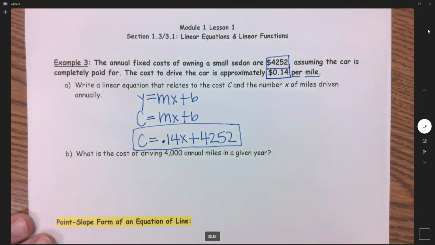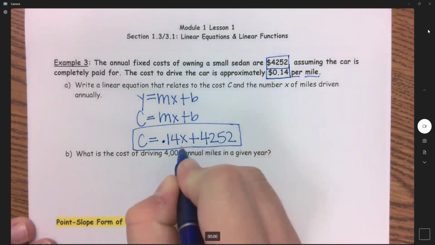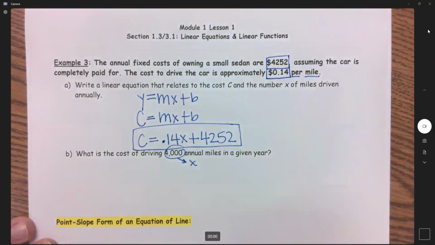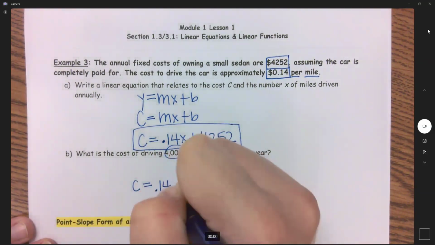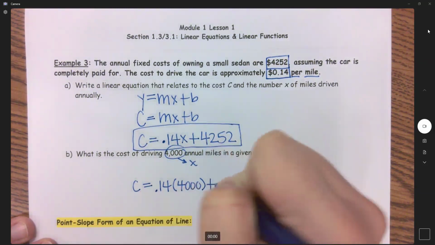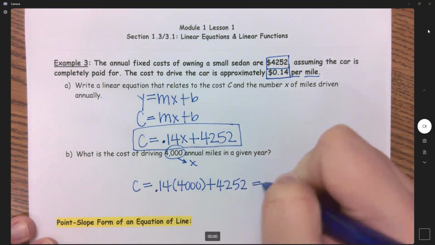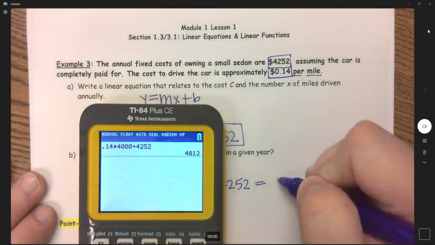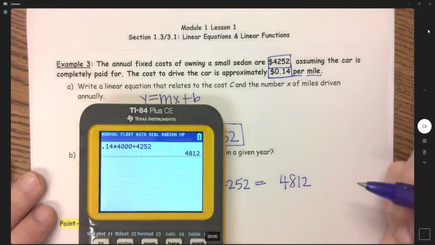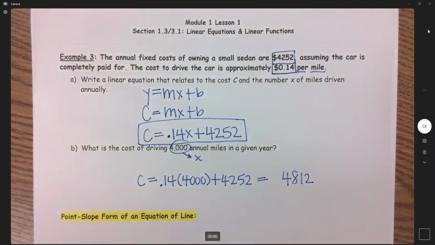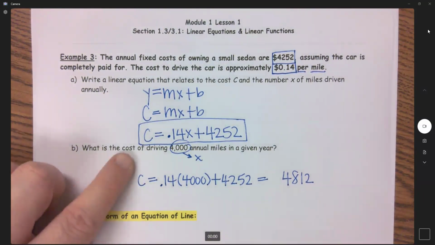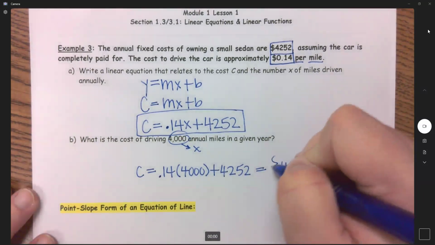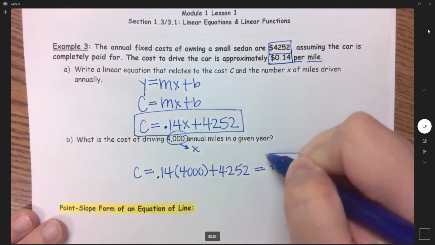So then part B wants to know, what is the cost of driving 4,000 annual miles in a given year? We're going to substitute that in for our X. So I'm going to have C equals 0.14 times 4,000 plus 4,252. And my cost is a number. Let's see. And we get 4,812. In general, word problems need word answers, or at the very least units. It wants to know, what is the cost? So this is in the form of money. So my answer is $4,812.